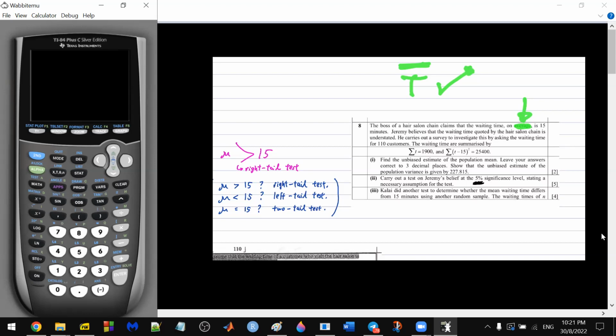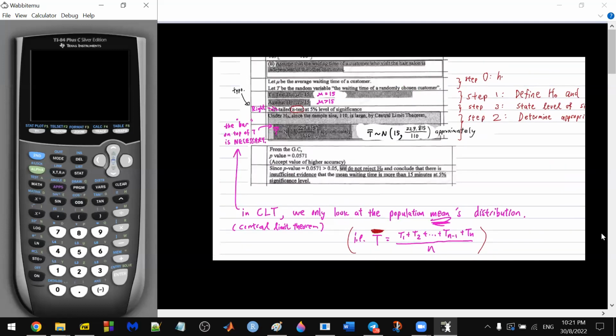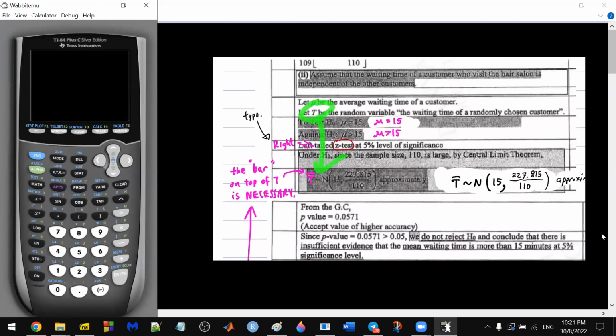Hypothesis testing. In H2 Math, we only do hypothesis testing involving the mean, the population mean. Okay, so it's T bar, because it's the mean, so it's the bar. Yes, correct. So T here is the initial random variable, but afterwards you need to find out T bar. And what's the magic theorem we have involving the T bar? Central limit theorem. Okay. You have to say that since the sample size 110 is large, then by CLT, T bar will follow a certain distribution.